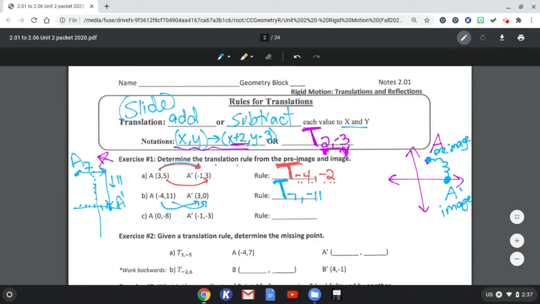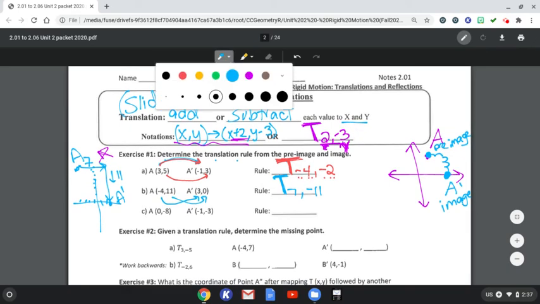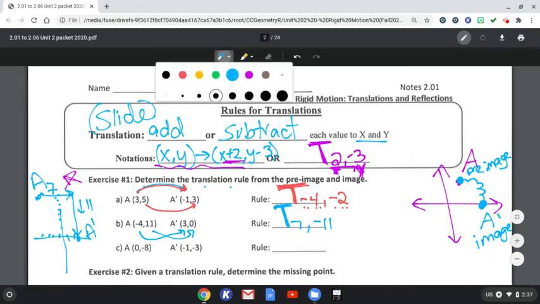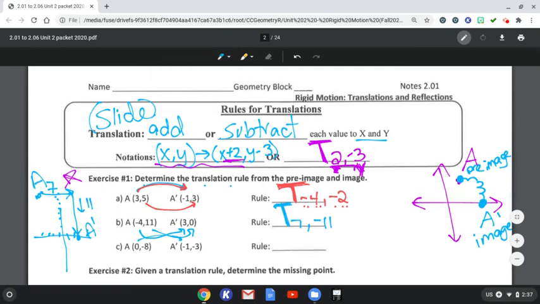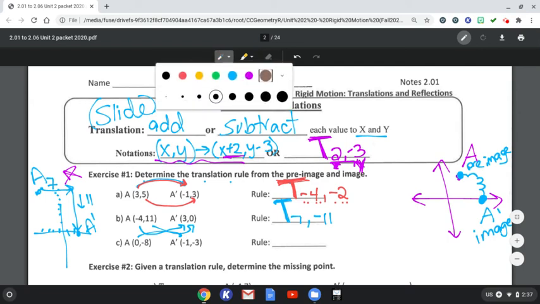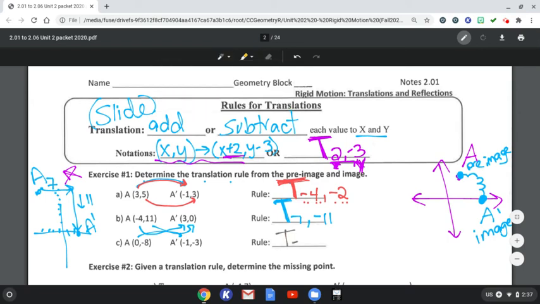Letter C, our translation rule would say, how do we get from 0 to negative 1? We subtract 1. And from negative 8 to negative 3, we would add 5. So our translation is capital T, and then the subscript notation, negative 1 comma 5. So if I wrote that over a little bit more neatly, negative 1 comma 5.